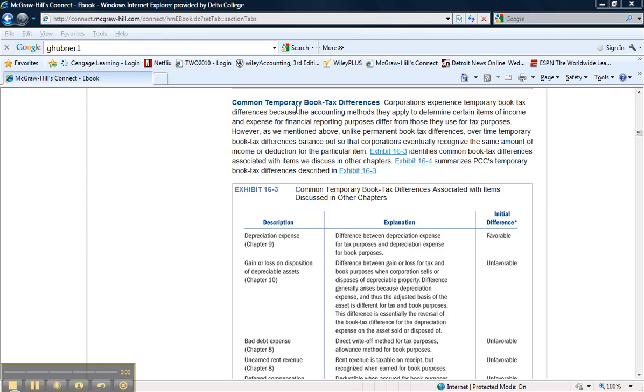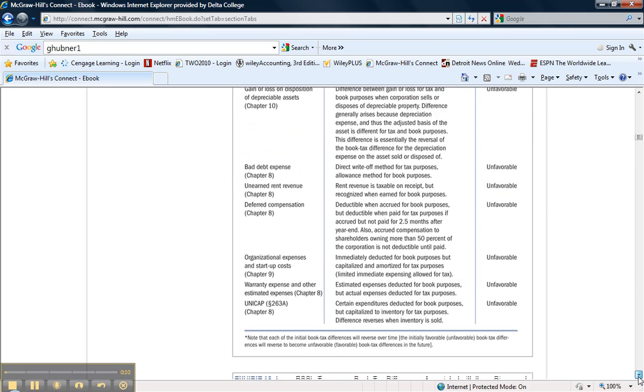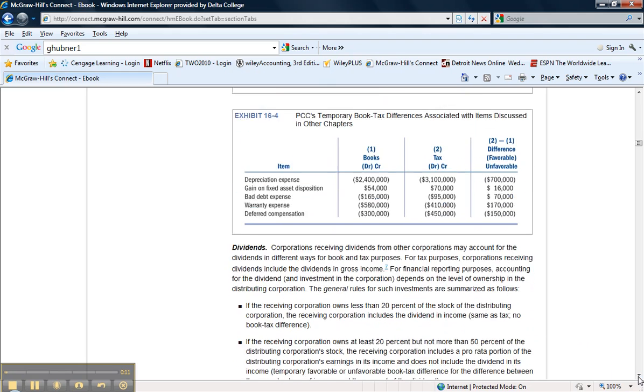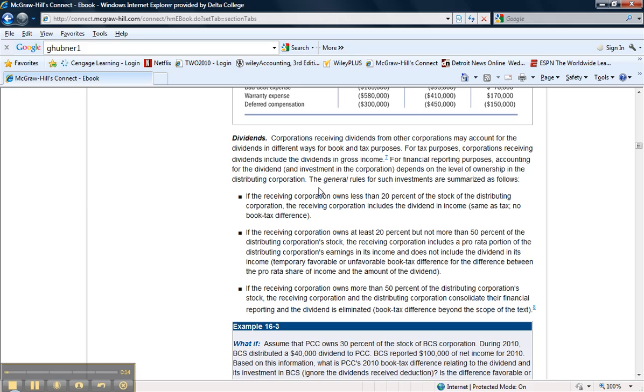Next section of Learning Objective 2 is a listing of common temporary book tax differences and a description of each. And then with this dividends area, this starts the discussion in this learning objective of a bunch of different, maybe more complicated items that create book tax differences.